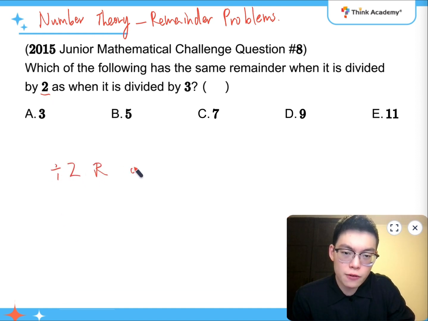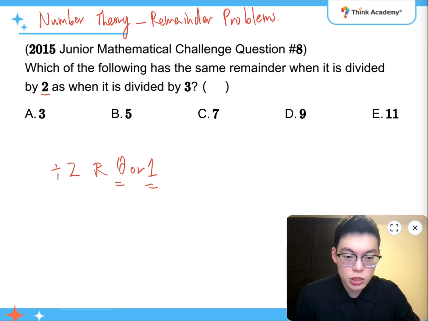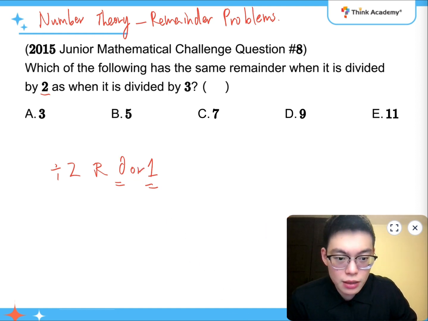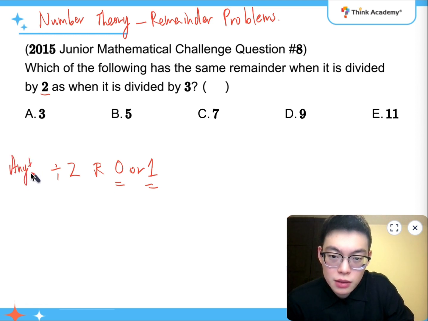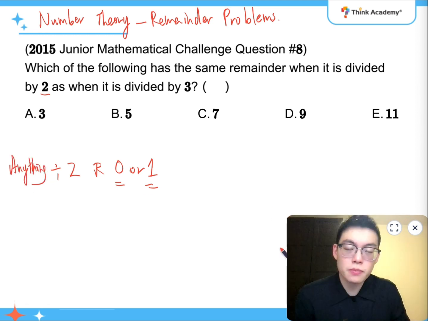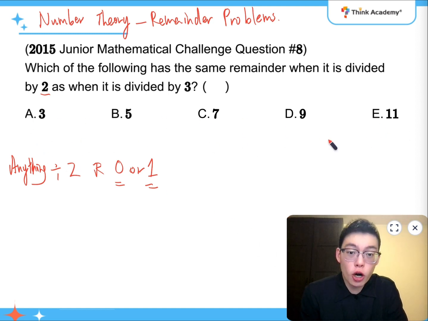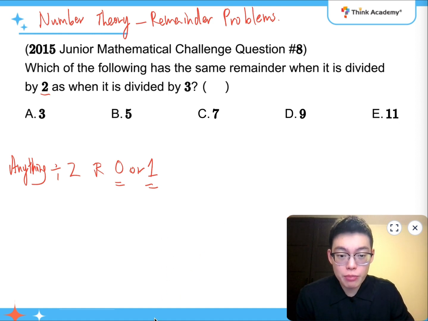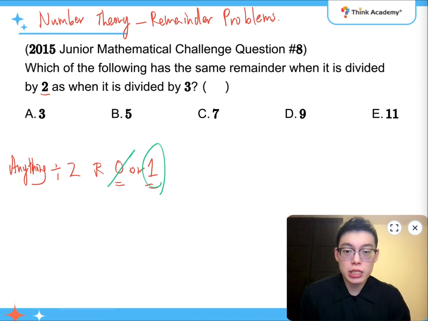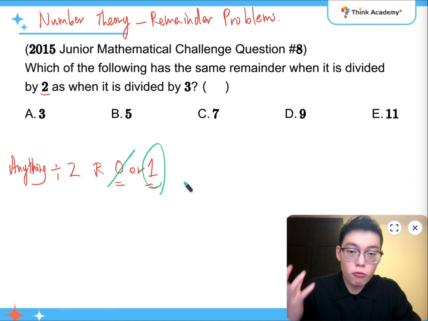has a remainder of 0 or 1, right? Okay. So 0 or 1, anything divided by 2. And you can see that all the options given are odd numbers, which means that definitely the remainder is going to be 1 instead of 0. So we just need to find out which of them has a remainder 1 when divided by 3.